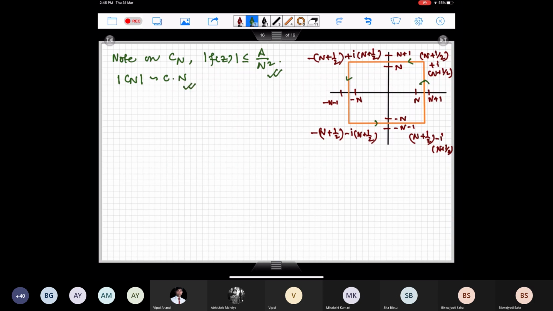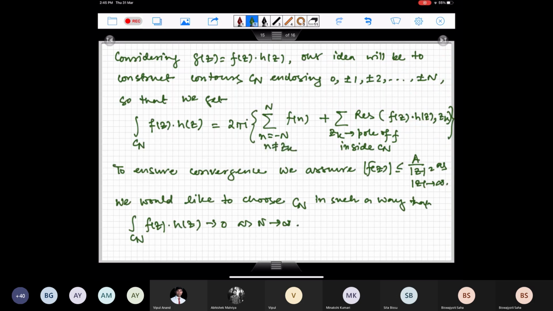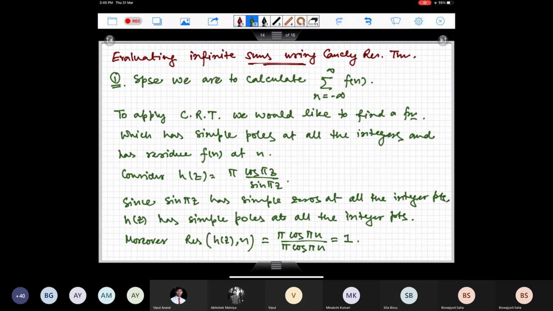What I now need to bound is h(z). What is h(z)? h(z) is pi cot pi z. So effectively, what I need to do now is to bound this function pi cot pi z. If I can do that, then we will be done. That's what I really need to do. Okay, all good. Let's see if I can do that.